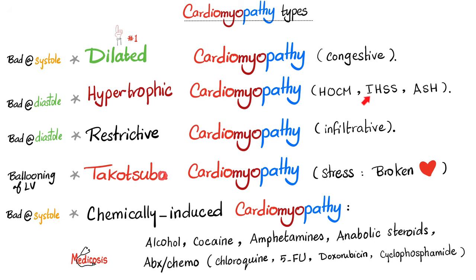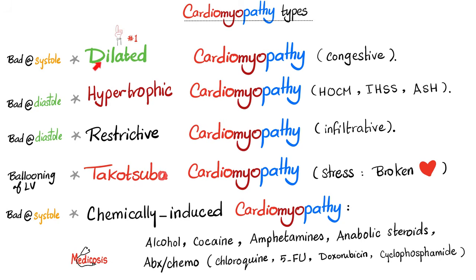It's also known as idiopathic hypertrophic subaortic stenosis because the stenosis, the narrow part, is below the aortic valve, not in the aortic valve. So it's not aortic stenosis, it is subaortic stenosis. And the disease is also known as asymmetrical septal hypertrophy, referring to the septum between the right ventricle and the left ventricle. In the next video, we'll talk about restrictive cardiomyopathy or infiltrative cardiomyopathy. As for Takotsubo cardiomyopathy, we have talked about this in a previous video.